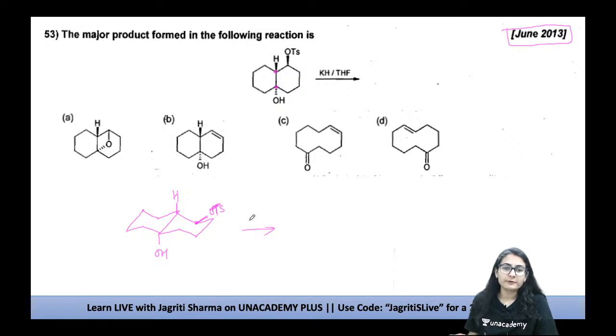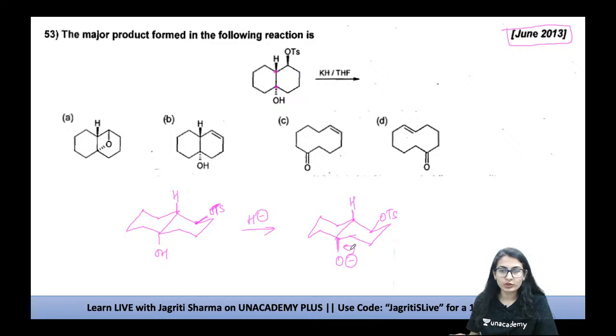Now you have a hydride base. The hydride is going to deprotonate the oxygen, giving O minus. It is below the plane, okay, and the hydrogen is above. Further you have the tosylate like this.